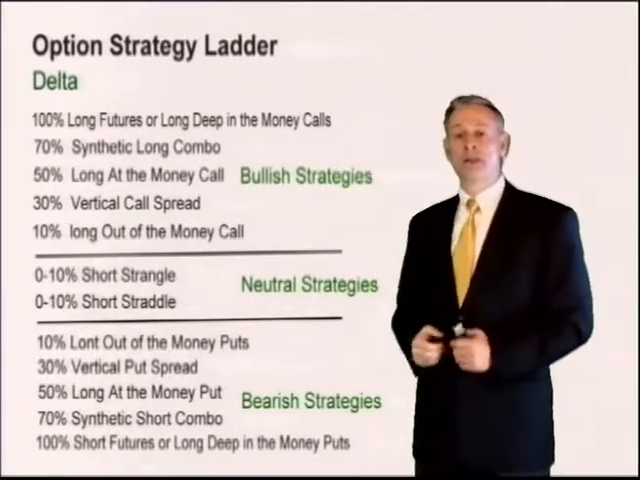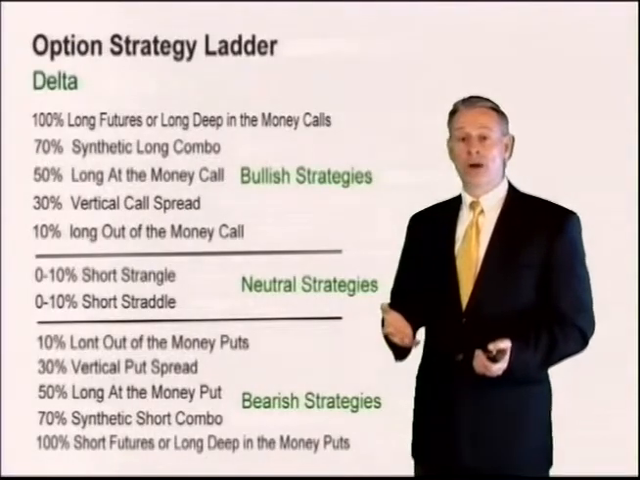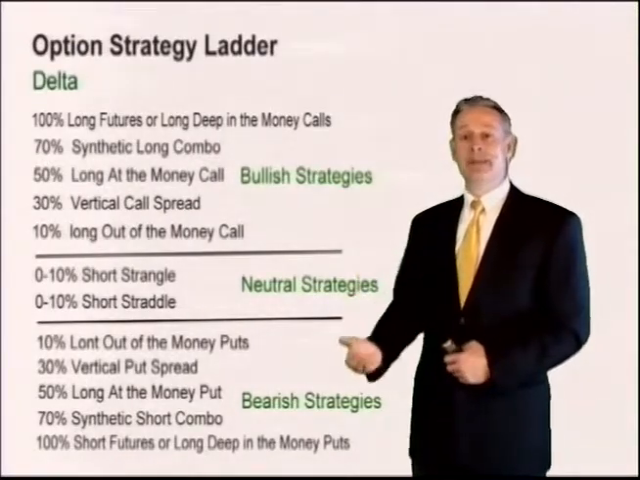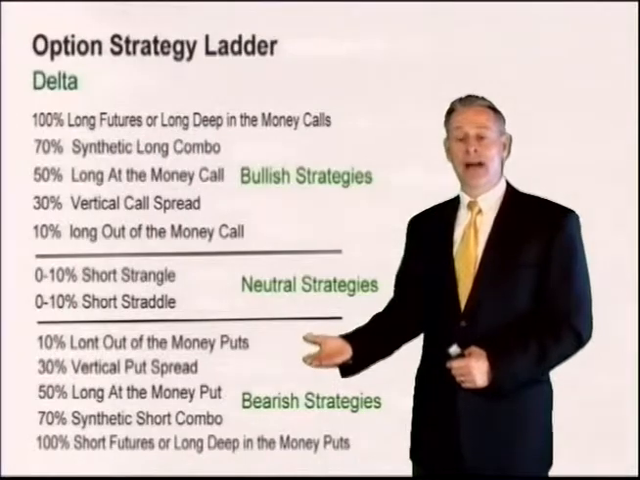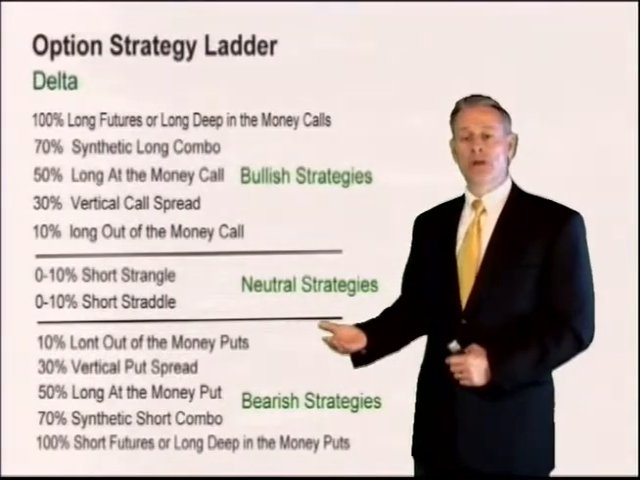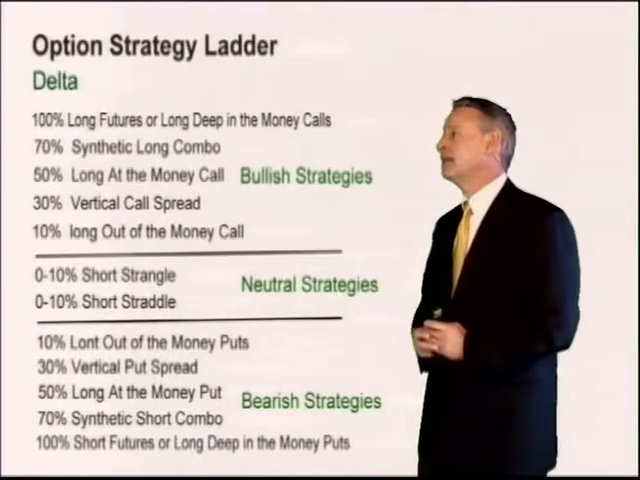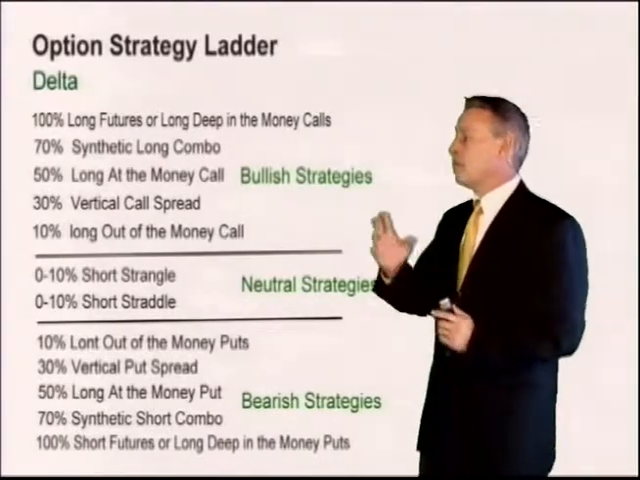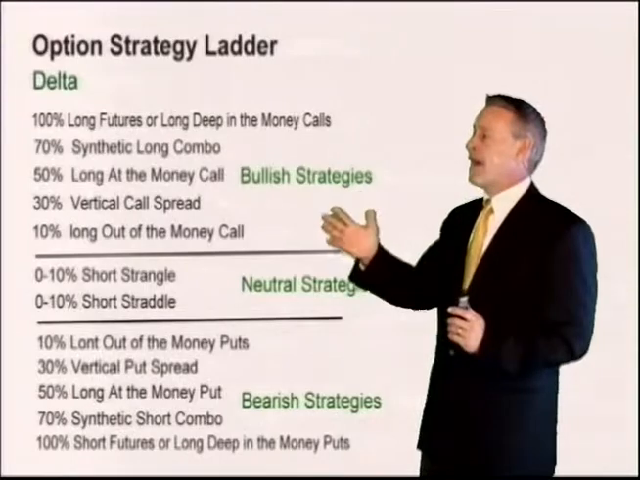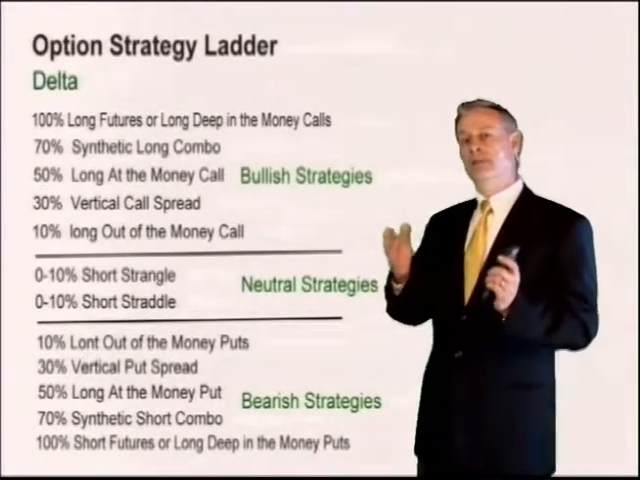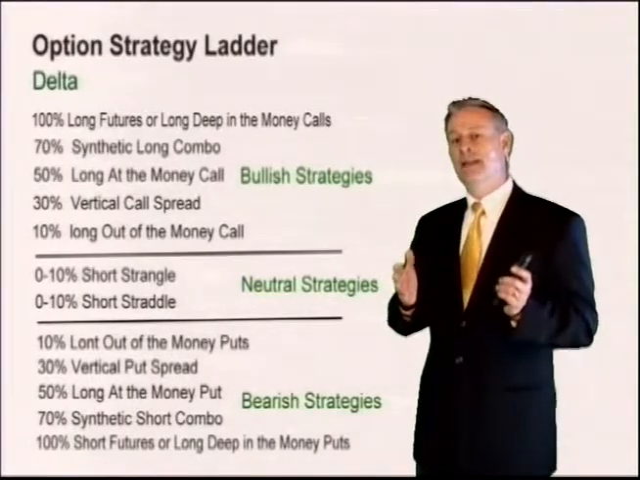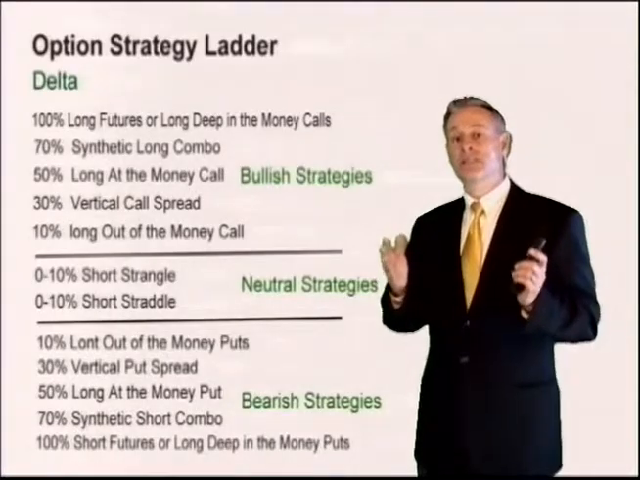If you recall, we talked about the gold market being around 1,200. Well, if you're buying a deep in the money $1,000 call, it's in the money by $200. You're going to have a delta that's going to be close to 100%. Synthetic long combos we'll talk more about in the next section. Long at the money calls, we talked about that. They're going to move at about a 50% delta, or about half as fast as the futures.